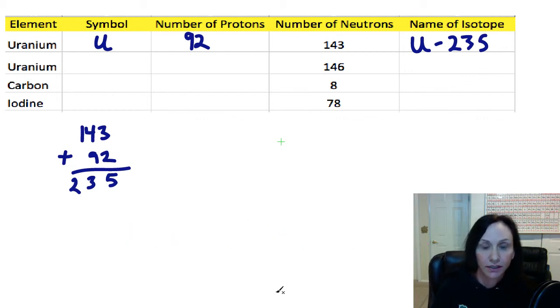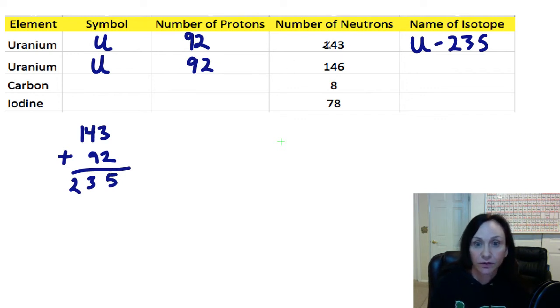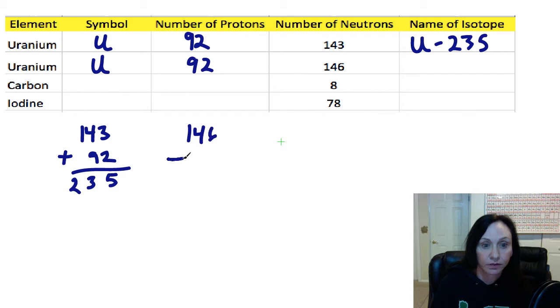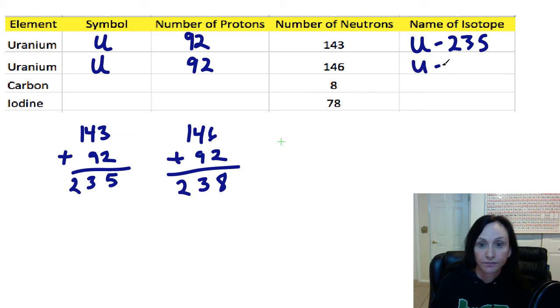Welcome back, and let's see how you did. Uranium, the symbol is U. The number of protons is the same. The protons for uranium or any element never changes. The number of neutrons in this case did change. It went from 143 to 146. To name this isotope, we need to find the mass. 146 plus 92 is 238. This element is uranium 238.